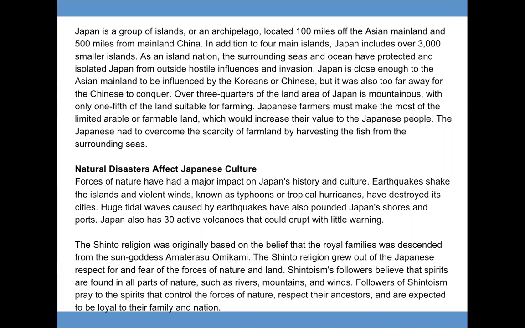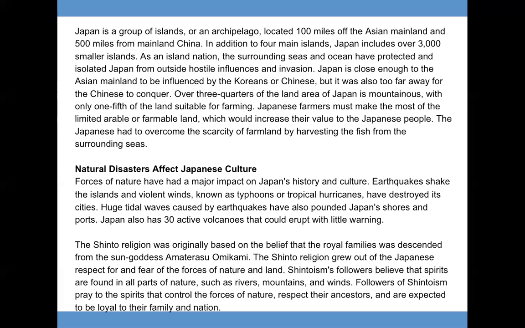Japan is a small group of islands, or an archipelago, located 100 miles off the Asian mainland and 500 miles from mainland China. In addition to 4 main islands, Japan includes over 3,000 smaller islands. As an island nation, the surrounding seas and ocean have protected and isolated Japan from outside hostile influences and invasion. Japan is close enough to the Asian mainland to be influenced by the Koreans or Chinese, but it was also too far away for the Chinese to conquer.